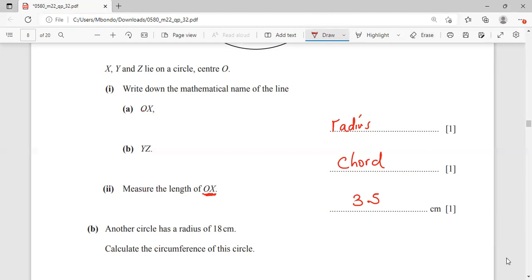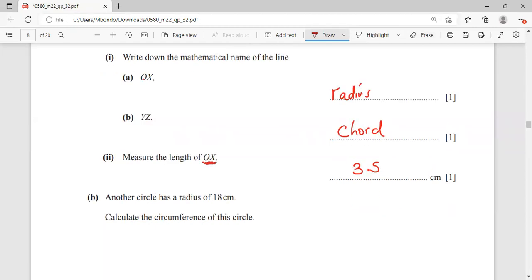Okay. Then we have another question here, which is another circle has radius of 18 centimeters. Calculate the circumference of this circle. So circumference of a circle is equal to, there are two formulas that we use. We can either use pi multiplied by diameter, or we can say pi multiplied by 2r, as you may know that d, which is diameter, is equal to 2r. Okay. So in this case, we are going to use this particular formula here.